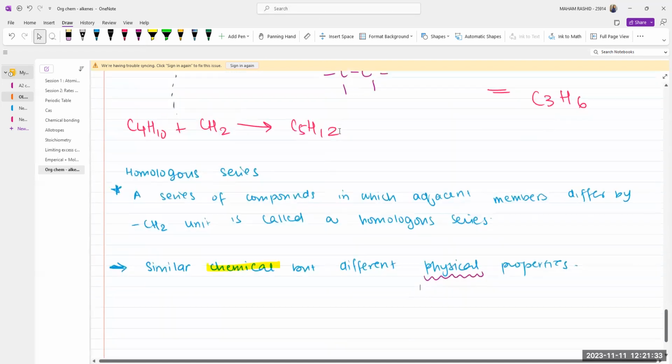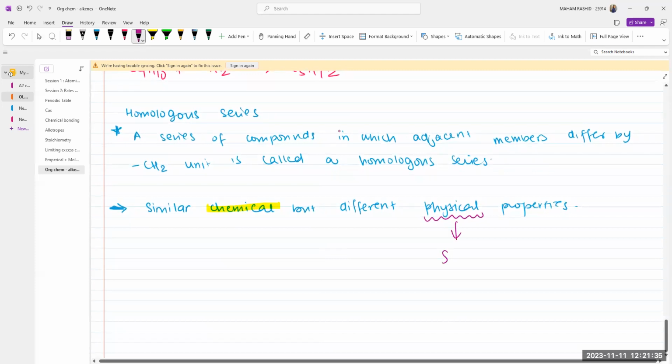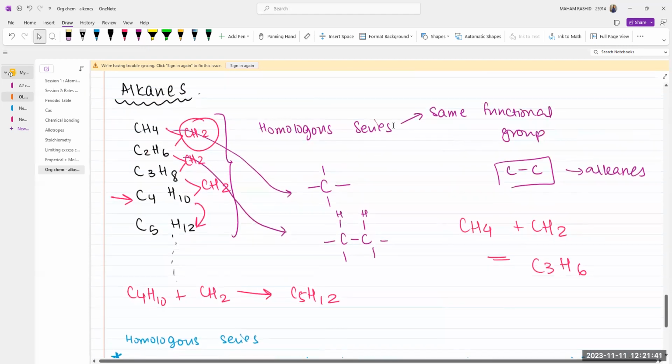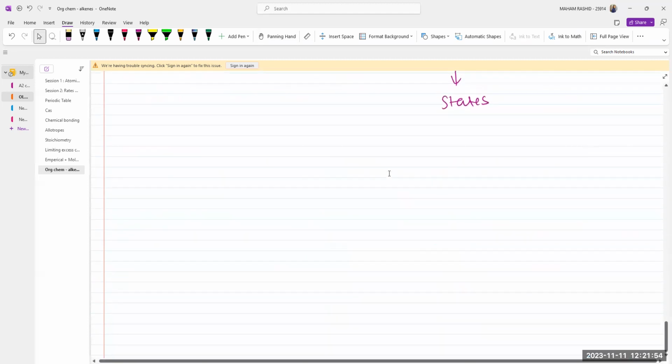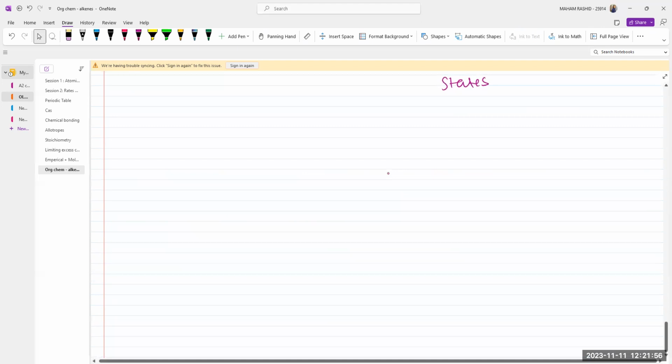What do we mean by physical properties? Physical properties can mean their states. This means that maybe half of them are gases, half of them are solids, half of them are liquids, right? So this can differ within a homologous series. Now we move on to the naming. Do you want me to do the naming for alkanes? Alkanes just end with A-N-E, right? So it's like methane, ethane. Let's just do one or two examples and then we move forward, okay?